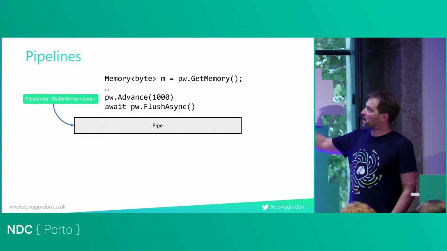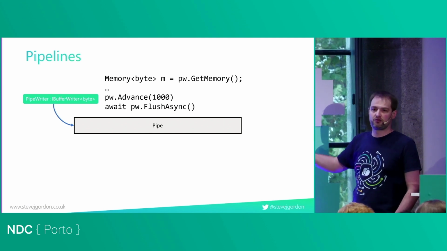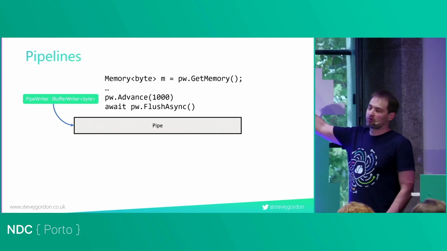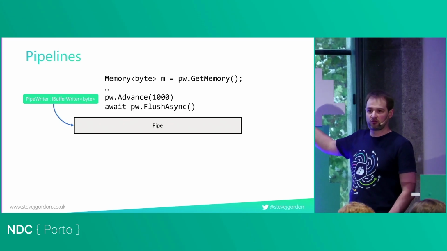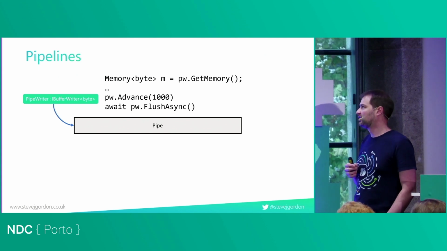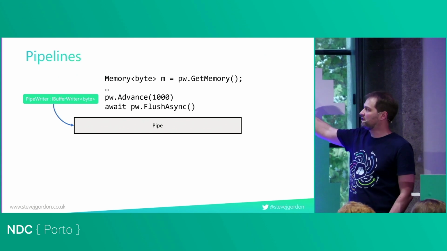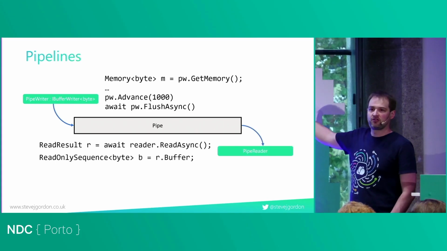It's a memory of byte, typically because pipelines is going to be used in these async scenarios where you're getting data off of I/O, network connections, etc. But of course, you can switch from that memory of byte to a non-async method at any point and start working with that same data as a span. Once you've worked with some of the data, you just advance the pipe writer by how much you've written and then flush it.